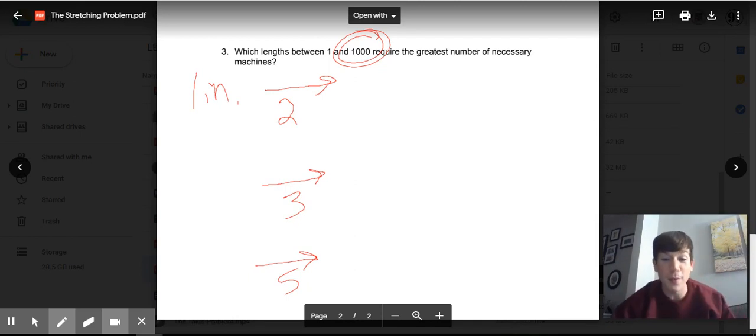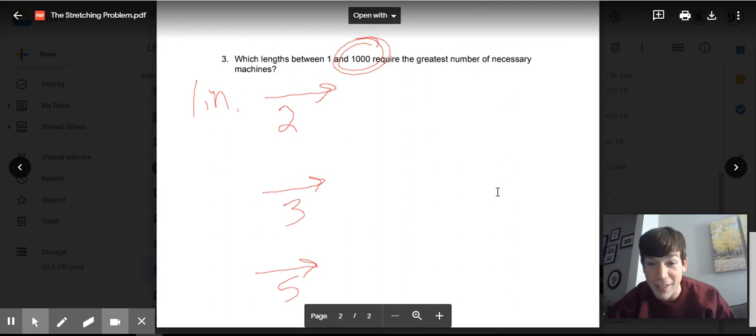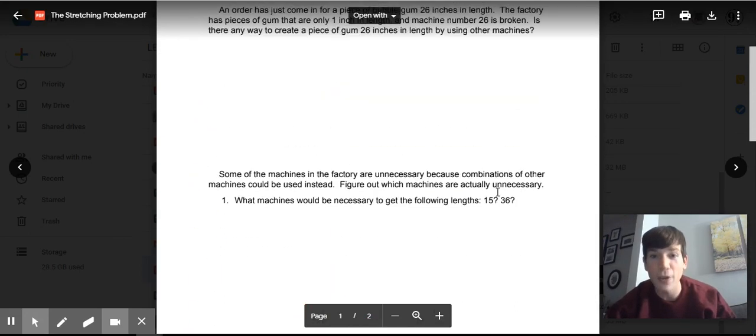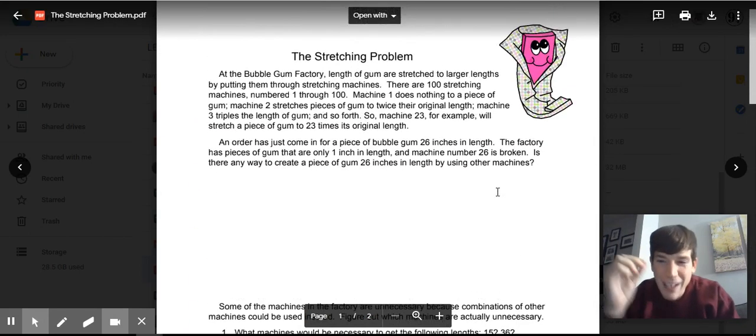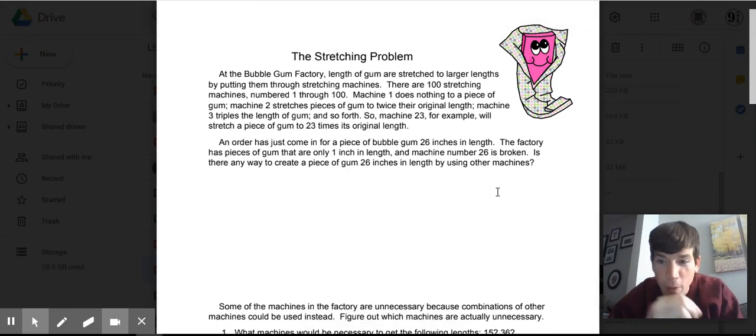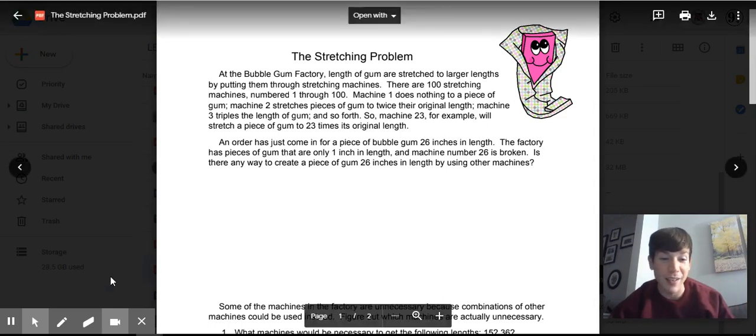So think about those 3 questions. They're really going to push your thinking about prime and composite numbers today, but I really encourage you to think about the machines that are necessary, which are going to be our prime number machines. Give this problem a shot and let's see what you can do.